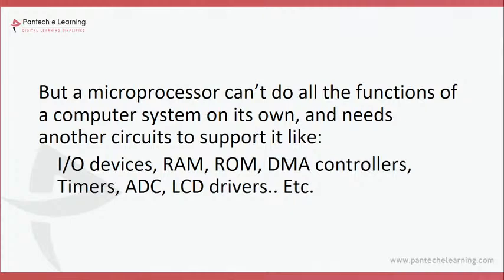But a microprocessor can't do all the functions of a computer on its own. Compared to a computer system, a microprocessor needs other circuits, because a computer does everything on its own. It has memory, CPU support, and external support, but a processor has none. Even for multitasking, a microprocessor needs external support, so external peripherals should be added to it.